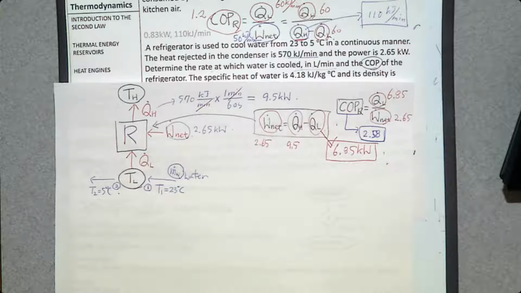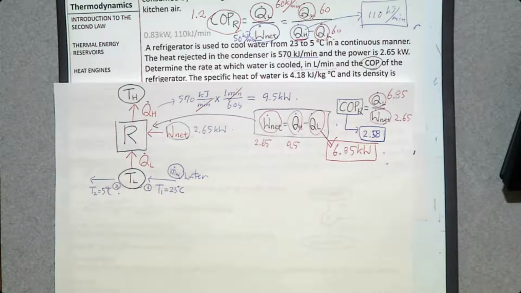Yes, there are only two energy balance equations that you studied. One is for a closed system. The other one is for an open system. Is it an open system or a closed system? Water is flowing this way. Open system. So the inlet is 23, exit is 5. So it's an open system.